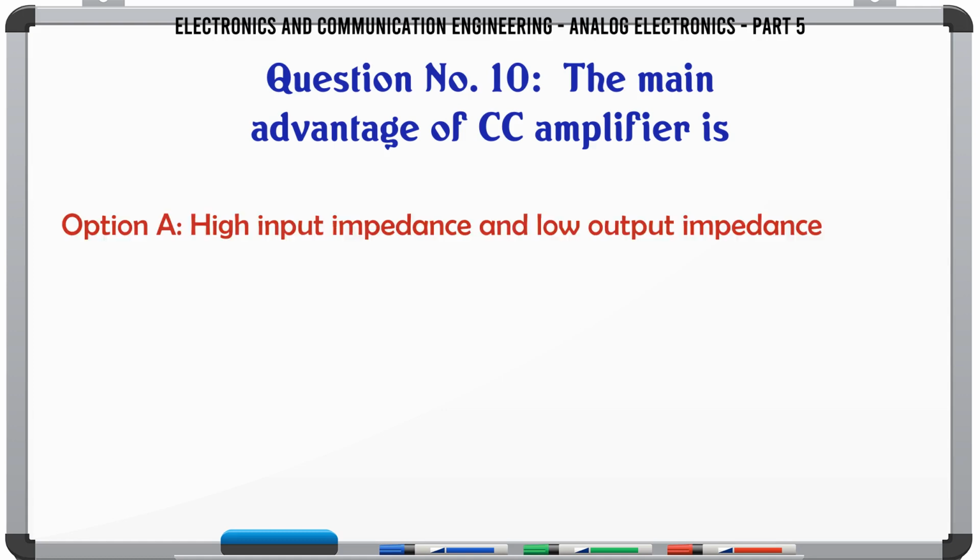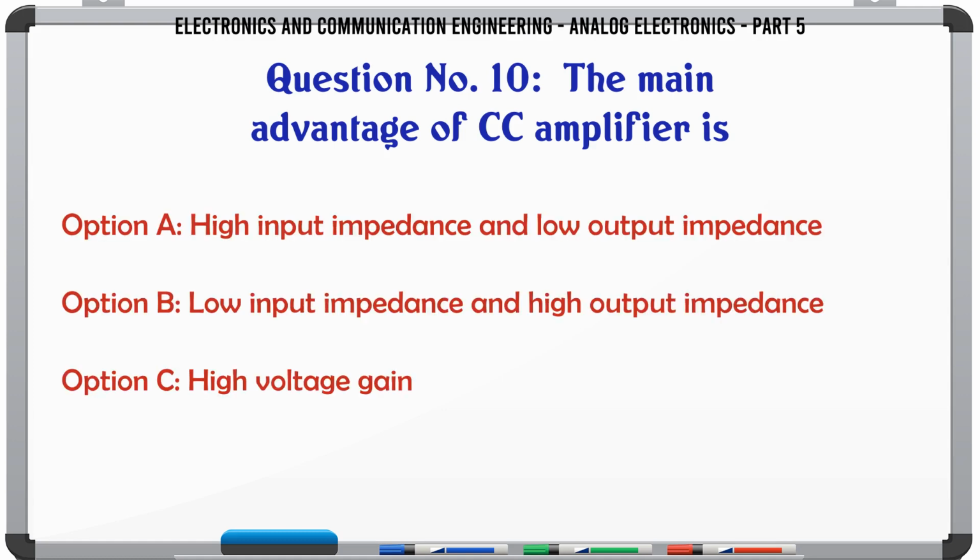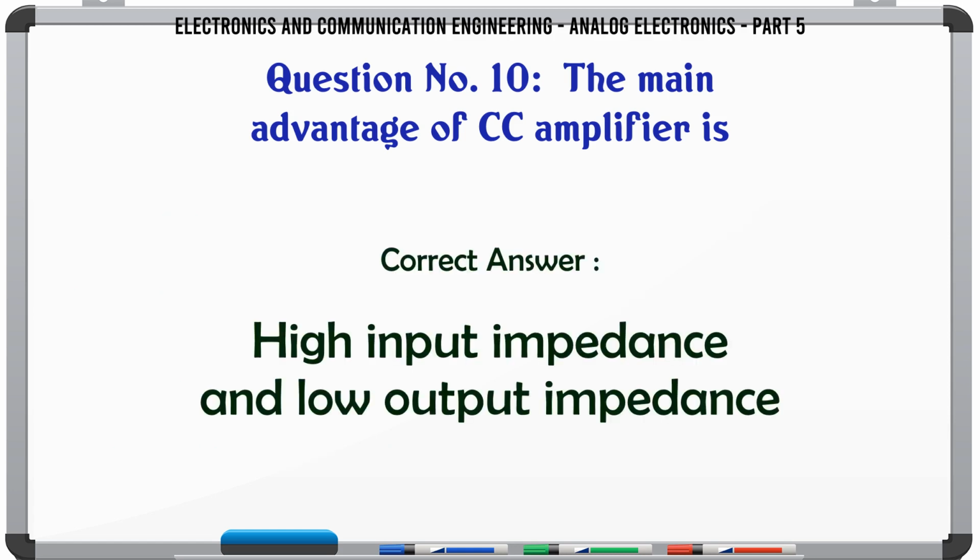The main advantage of a CC amplifier is A) high input impedance and low output impedance, B) low input impedance and high output impedance, C) high voltage gain, D) high current gain. The correct answer is high input impedance and low output impedance.